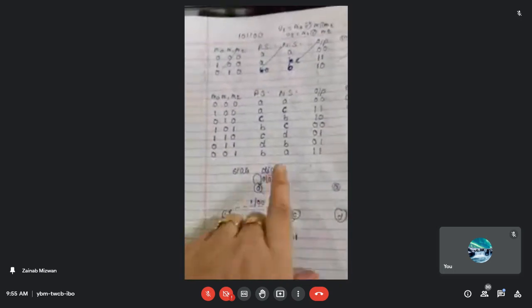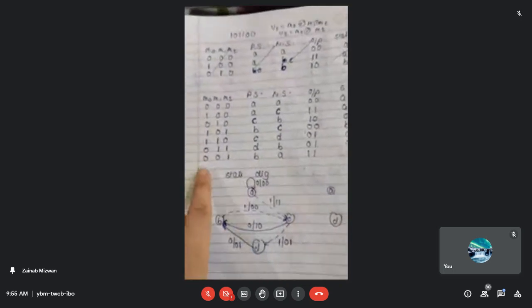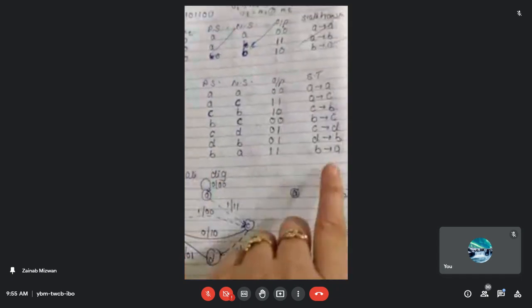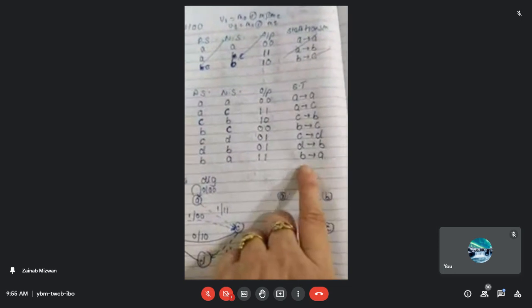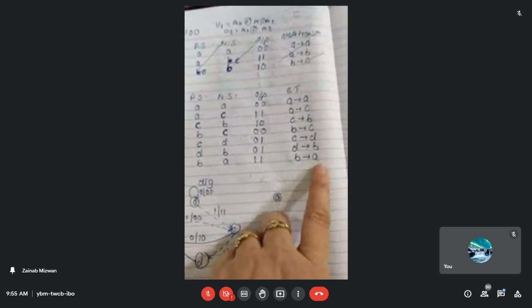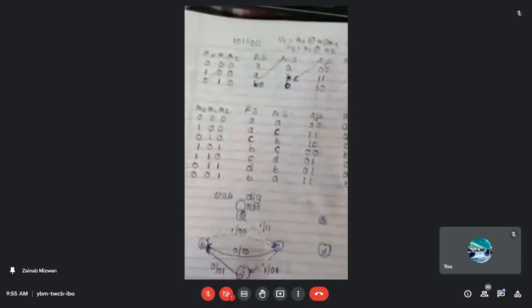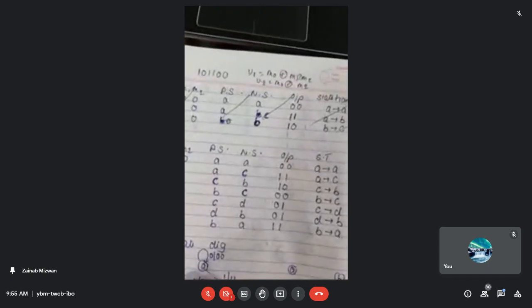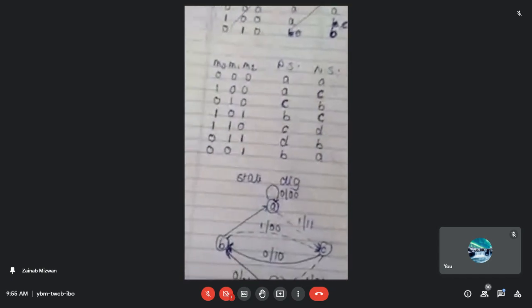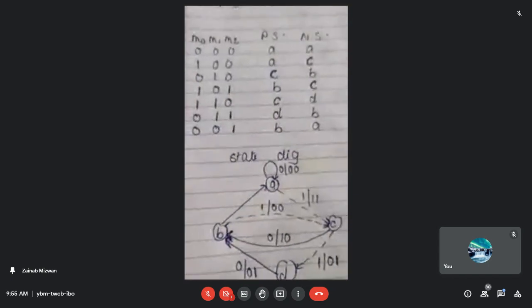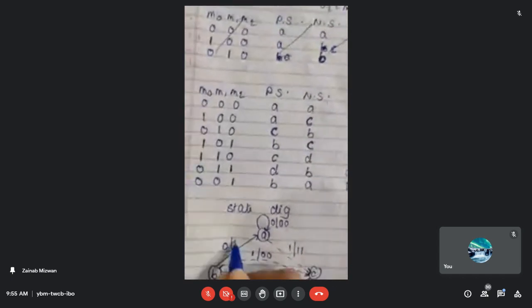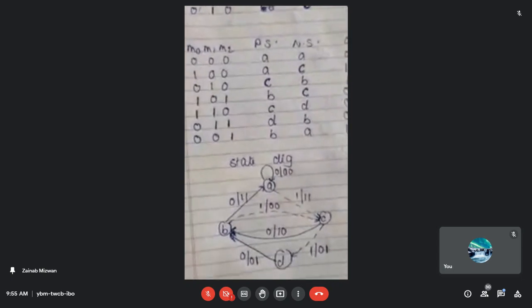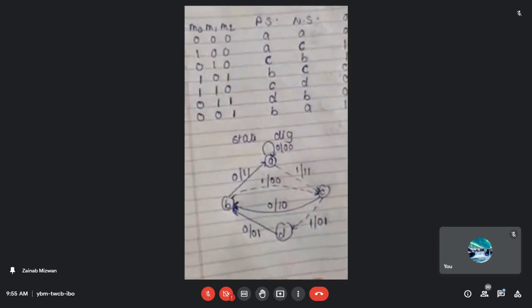Now coming to the last, we are at state B. When the last input is 0 over here, there is a state transition from state B to state A. But what input do we have? The input is 0 over here. So again, we are going to draw with the solid line. I have drawn the solid line. And what output am I getting over here? The input is 0 and the output is 1 over here. So this is the complete state diagram.